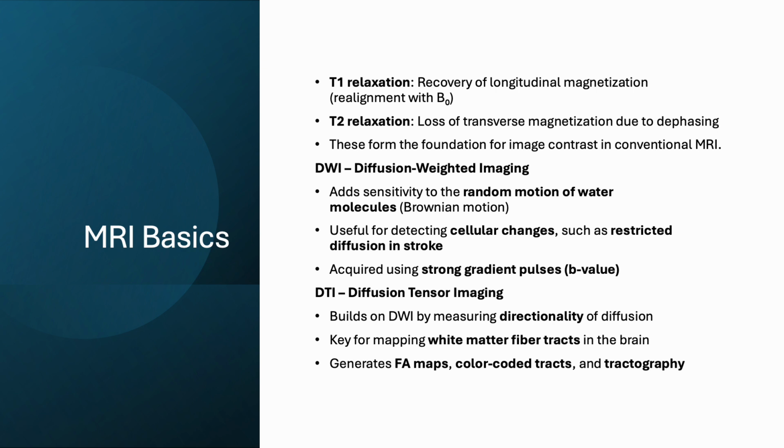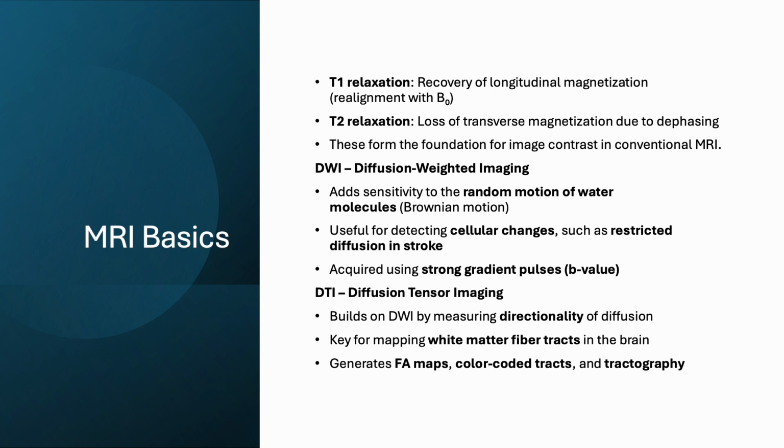Let's quickly look at the basics. MRI fundamentally relies on two types of tissue relaxation: T1, which reflects how quickly the protons realign with the magnetic field, and T2, which is about how quickly they lose their phase coherence in the transverse plane. These are the cornerstones of MRI contrast.